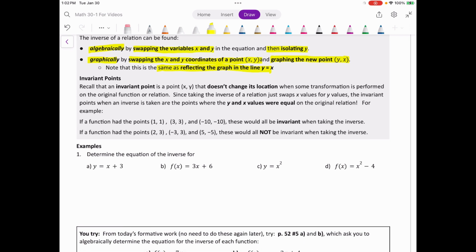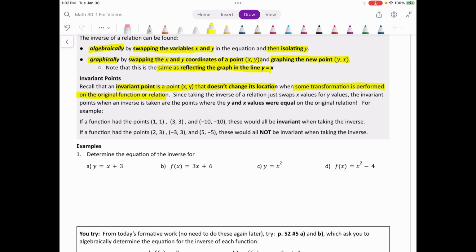All right, one more thing we'll talk about here before we get into some examples, and that is a reminder of this term, an invariant point. It's a good name because it tells you what it means, right? It doesn't vary. It's a point that doesn't vary. Vary as in change. It's a point that does not change. An invariant point doesn't change its location when some transformation is performed on the original function or relation.